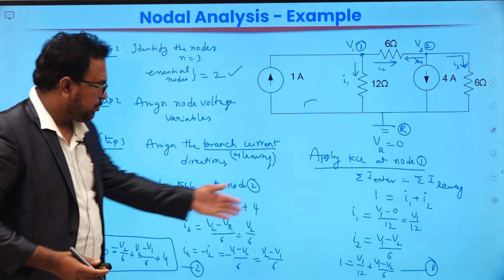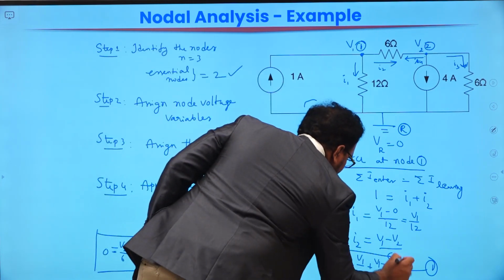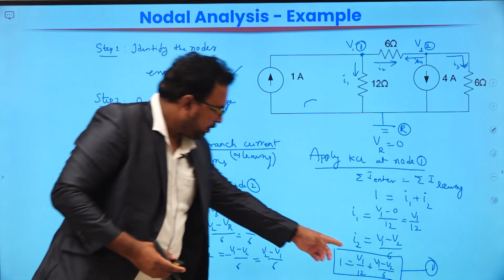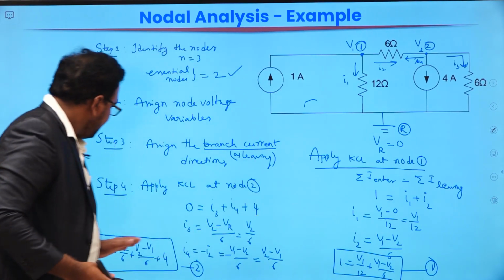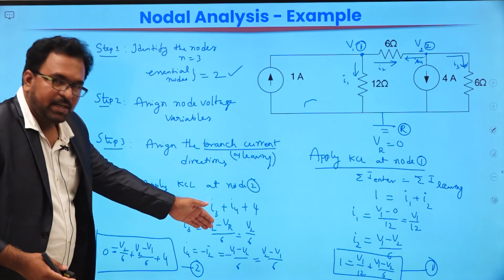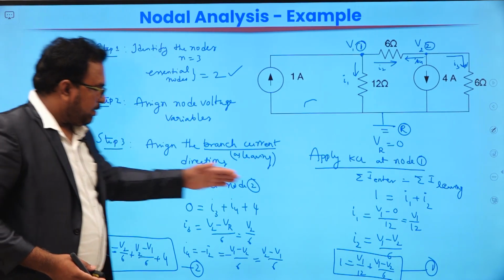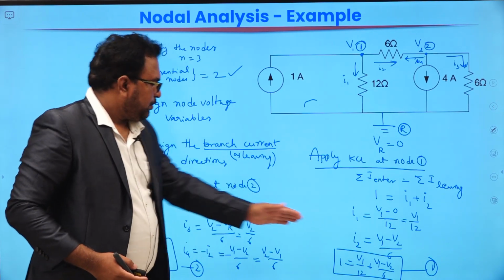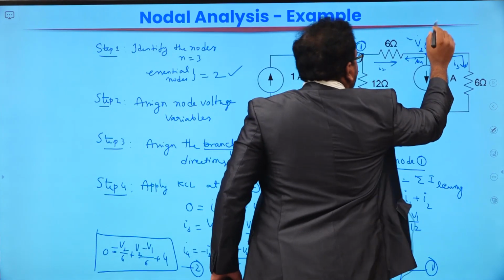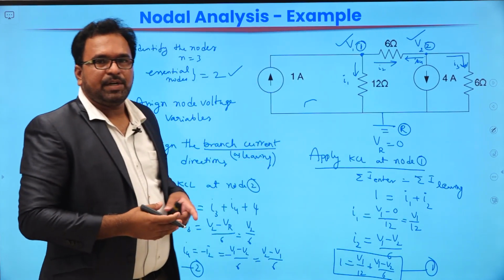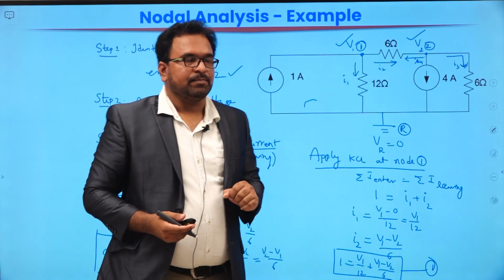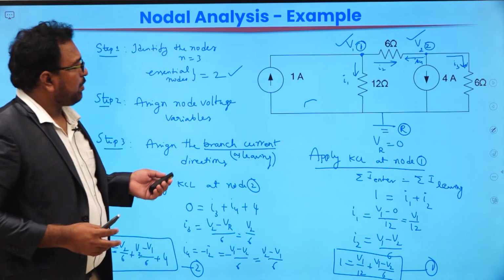If you see these two equations, the branch currents are represented in terms of node voltages. The equation is in terms of V1 and V2, and here also the equation is in terms of V1 and V2. If you solve these two equations, you will get the node voltages V1 and V2. From those node voltages, we can calculate any current or voltage in the circuit. So this is all about nodal analysis.